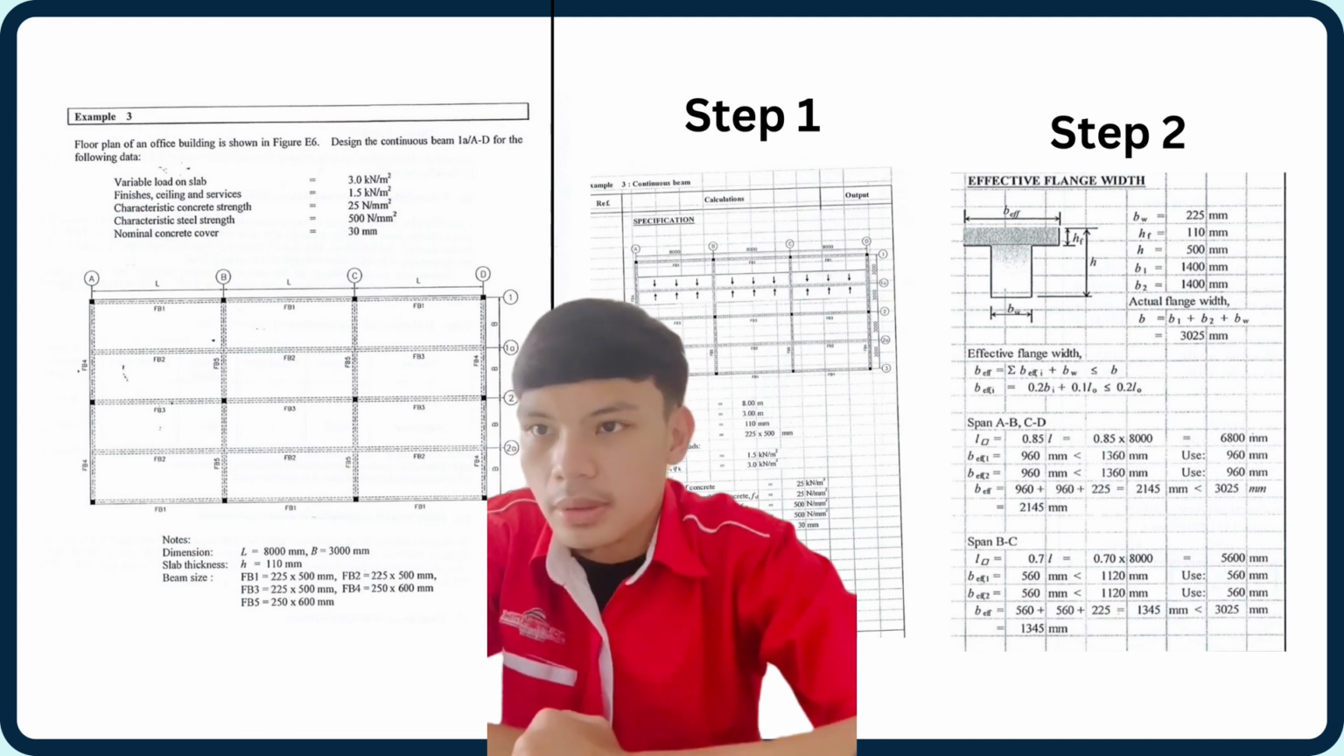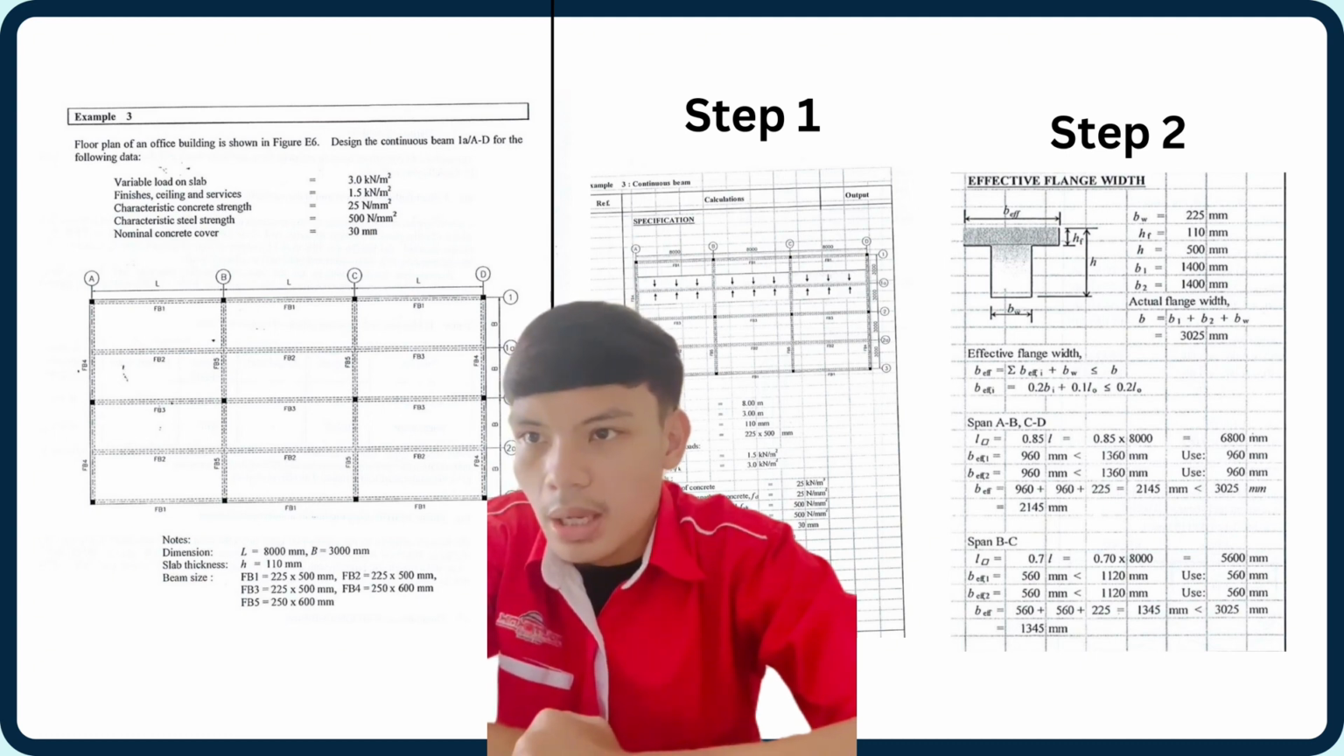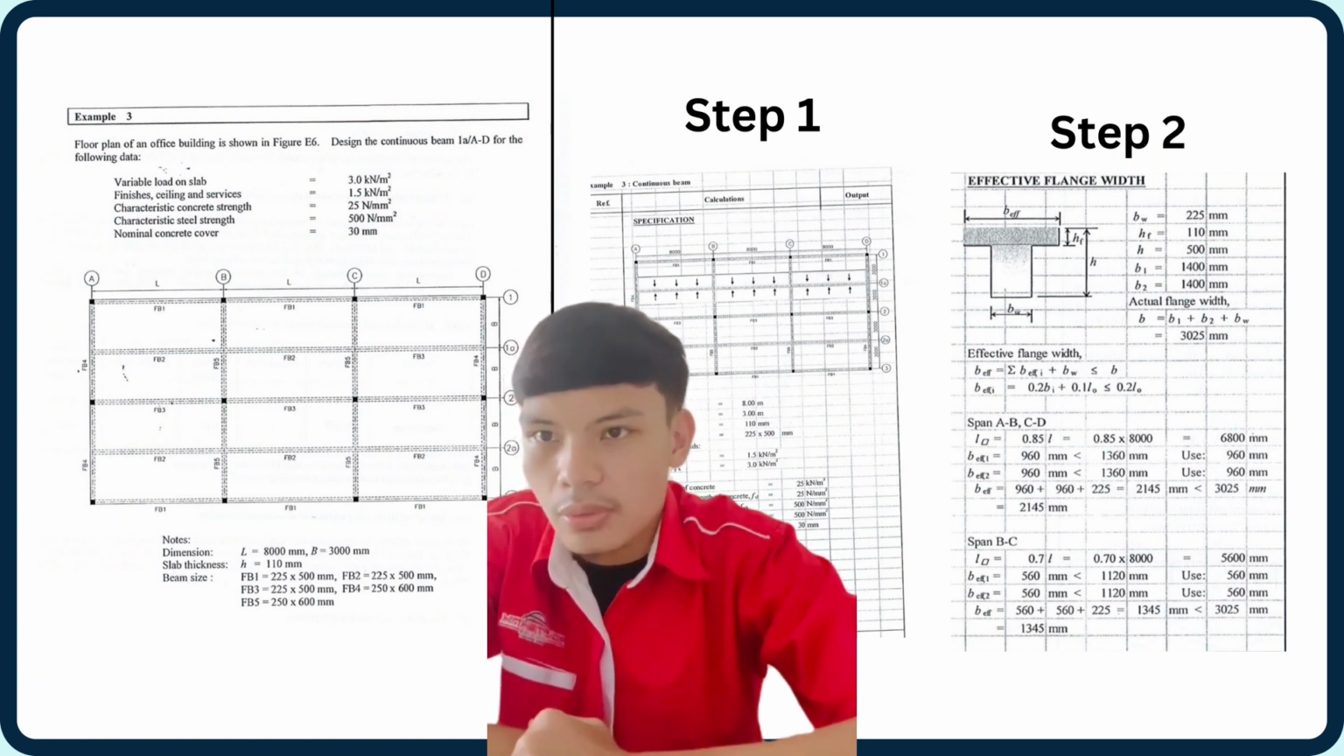Next, span AB and CD. L0 equal 0.85 L equal 0.85 times 8000 equal 6800 mm. BF1 equal 960 mm, less than 1360 mm. Use 960 mm. BF2 equal 960 mm, less than 1360 mm. Use 960 mm. BF equals 960 plus 960 plus 225 equal 2145 mm, less than 3025 mm.